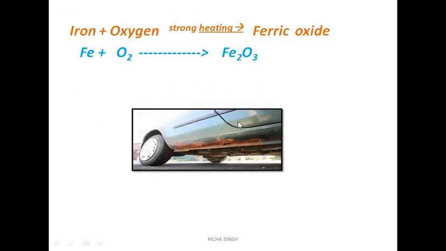Iron also. Iron plus oxygen. Strong heating, it gives ferric oxide. This is basically the rust. When iron is exposed to the atmosphere, the oxygen is coming there along with the moisture. Then it forms Fe2O3. Fe2O3 is the formula for ferric oxide.